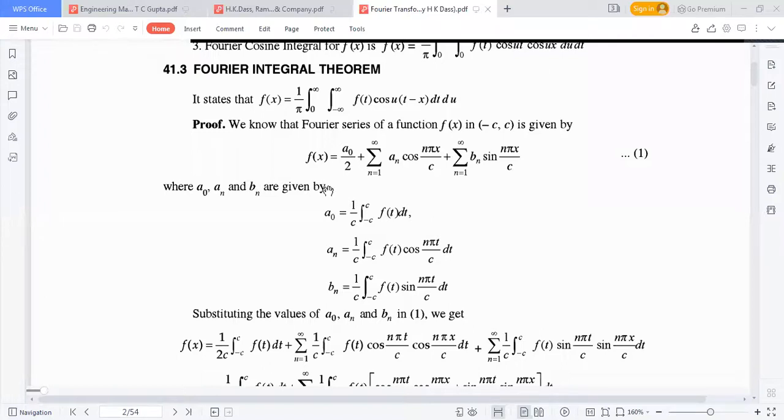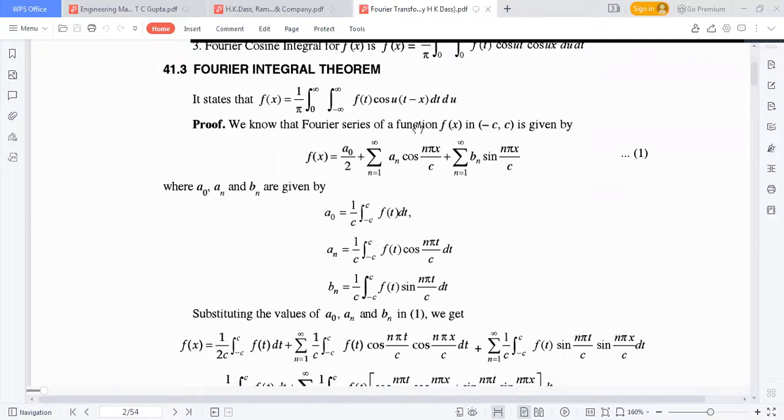Now this is the Fourier integral theorem. It states that f of x equals 1 by pi, integral from 0 to infinity, integral from minus infinity to plus infinity of f of t cos u(t minus x) dt du. There are actually two independent variables, u and t. This is why there is a double integral, and this is an improper double integral.